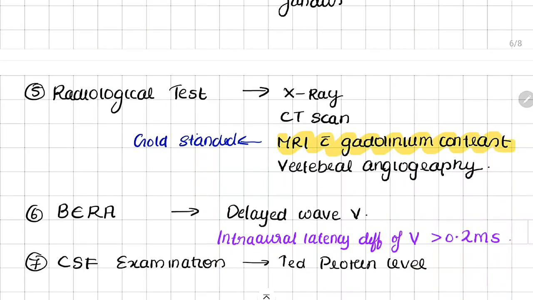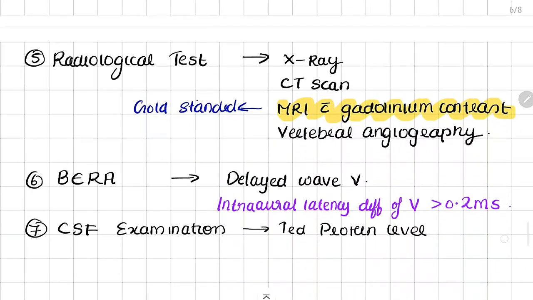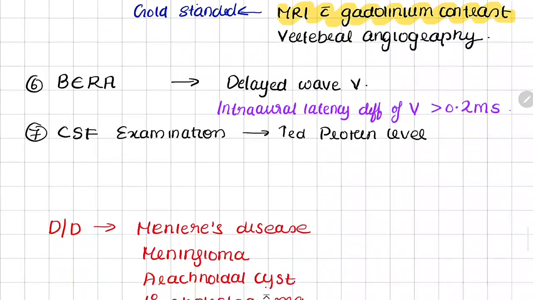Radiological test: the MRI with gadolinium contrast is the gold standard to look for the tumor. You can also perform CT or vertebral angiography. Then you have to do BERA, where you can see delayed wave 5. The interaural latency difference of wave 5 will be more than 0.2 milliseconds. Then do the CSF examination.